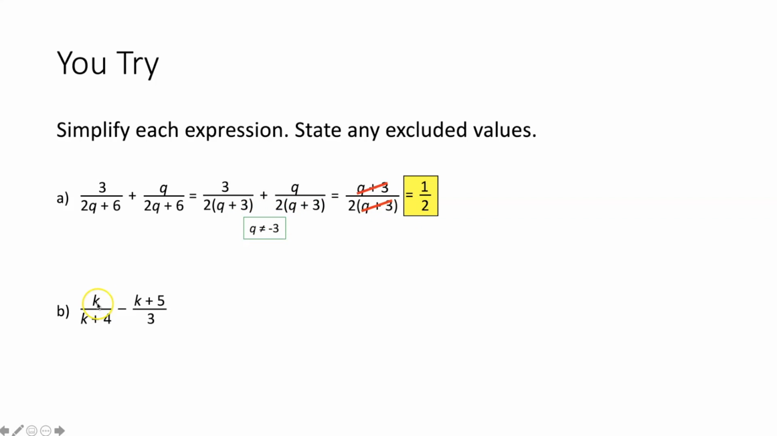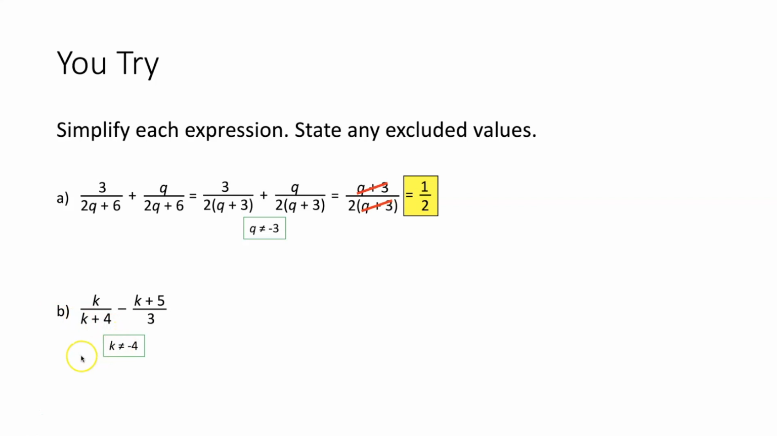Part B, doing the same thing. So step 1, we need to make sure that our numerators and denominators are completely factored in each rational expression. They are. So we move on to step 2, state any excluded values. So we're going to set our denominators equal to 0 and solve for k. So in this case, when I set this denominator equal to 0 and solve for k, I get k cannot equal negative 4. Over here, it's just a 3. There is no variable. So the only excluded value in this problem would be k cannot equal negative 4.